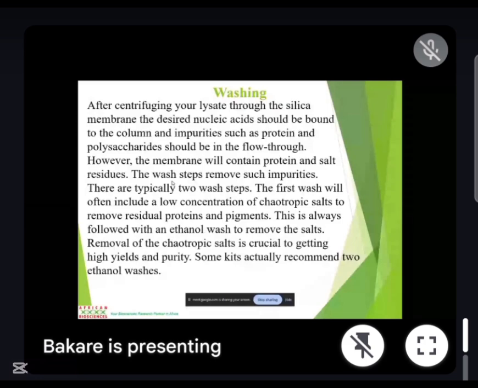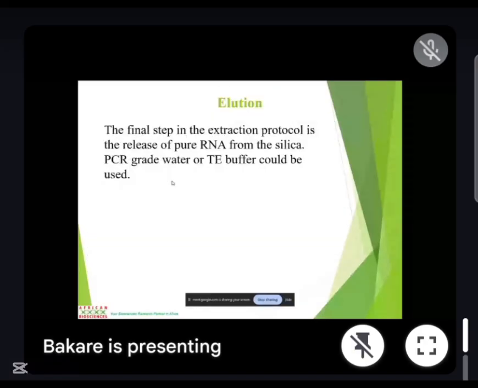So now we have washed. We centrifuge at 14,000 RPM for 30 seconds. We've done wash 1, we've done wash 2. Are we following? Now we want to elute. After we have washed, we will discard the collection tube with the flow through. So now we want to elute.